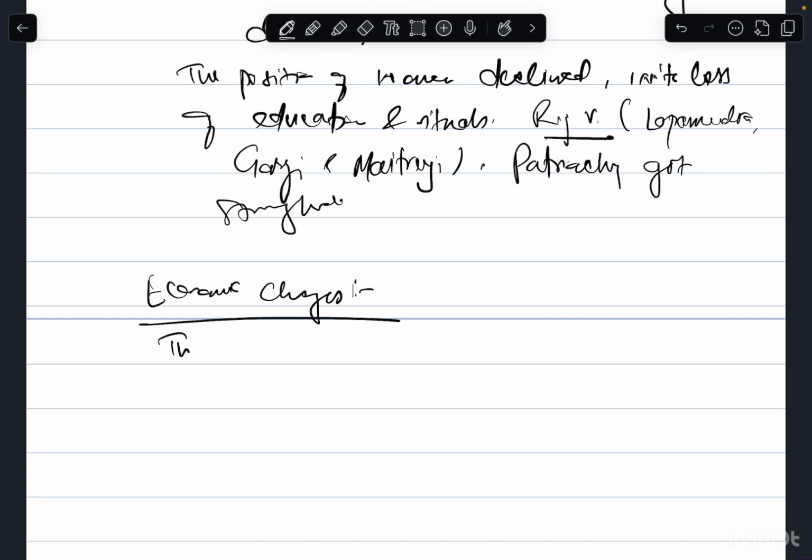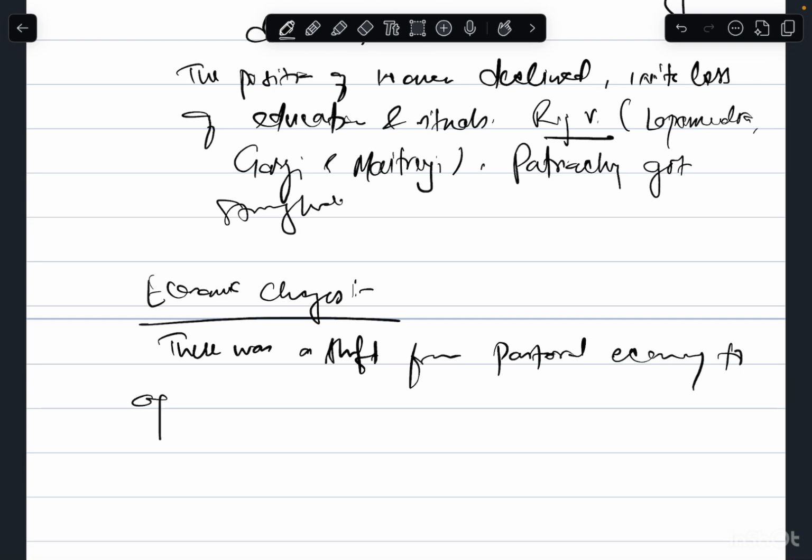Okay, so there was a shift from pastoral economy to agricultural economy. You can literally ignore the handwriting, listen to the voiceover that is being provided here. I just do not want to take a lot of your time.